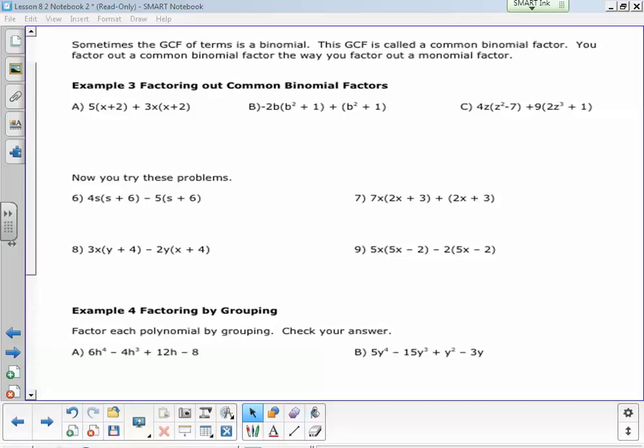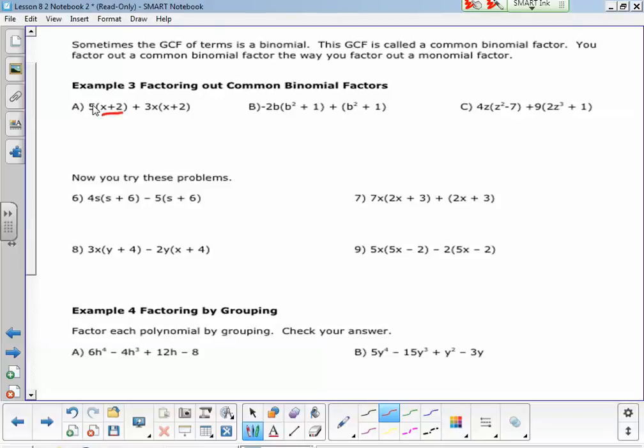So in this case, we can see that we have 5 times the quantity x plus 2, plus 3x times the quantity x plus 2. They both share x plus 2. So we're going to take that as a group and right away write that as one of our factors, or our GCF. Then we're left with 5 plus 3x. So we can rewrite this in its factored form like that.